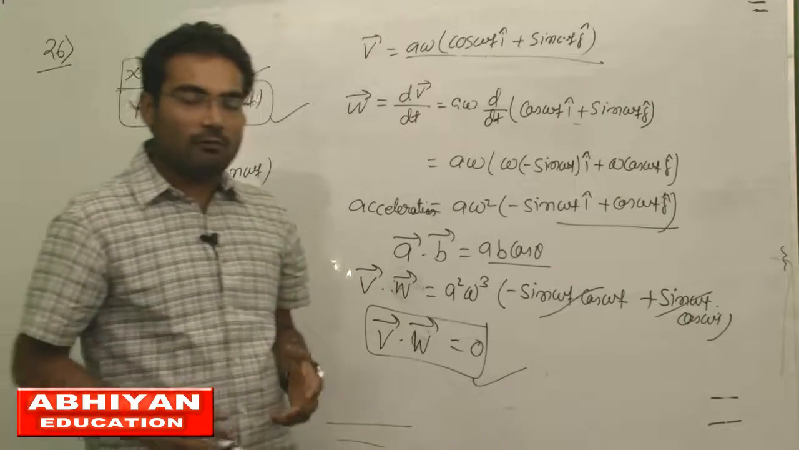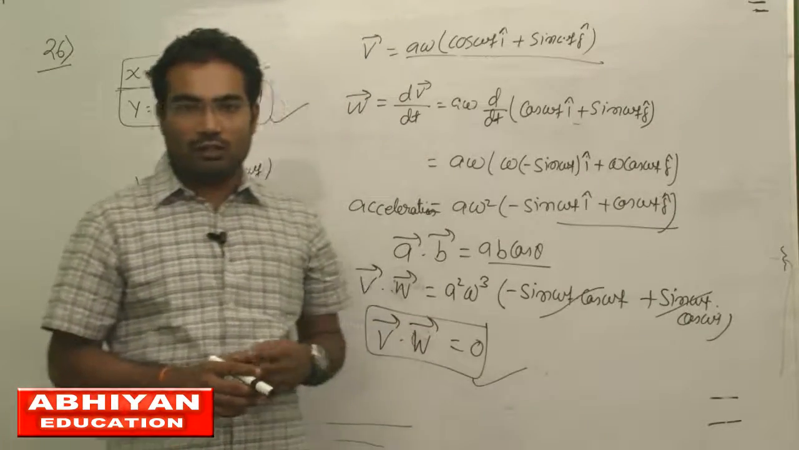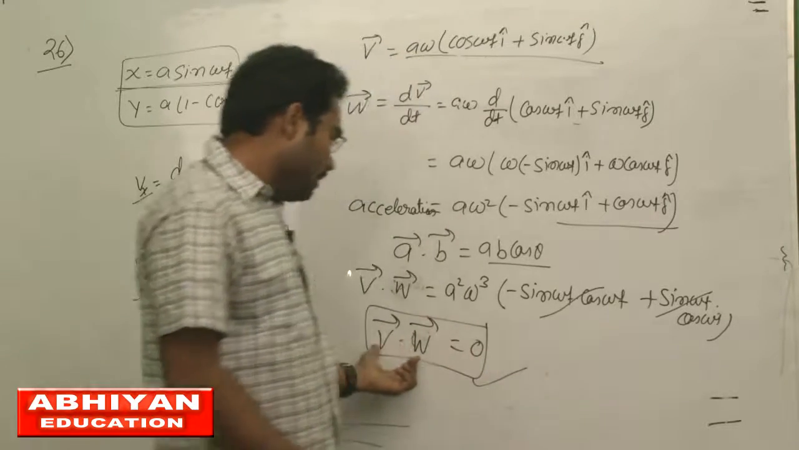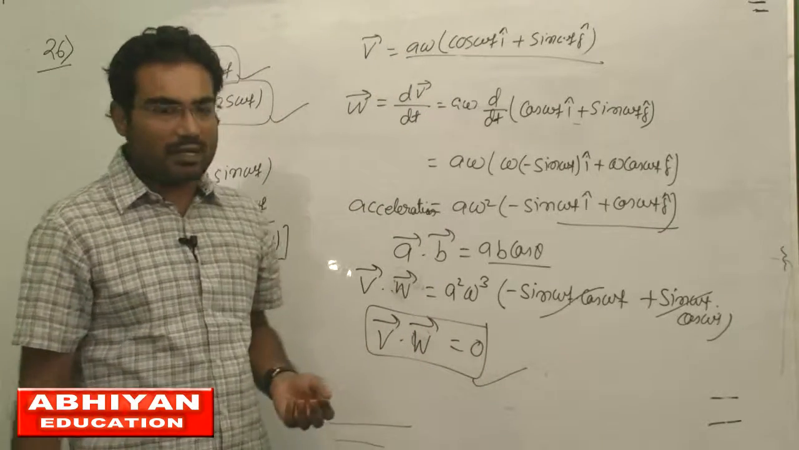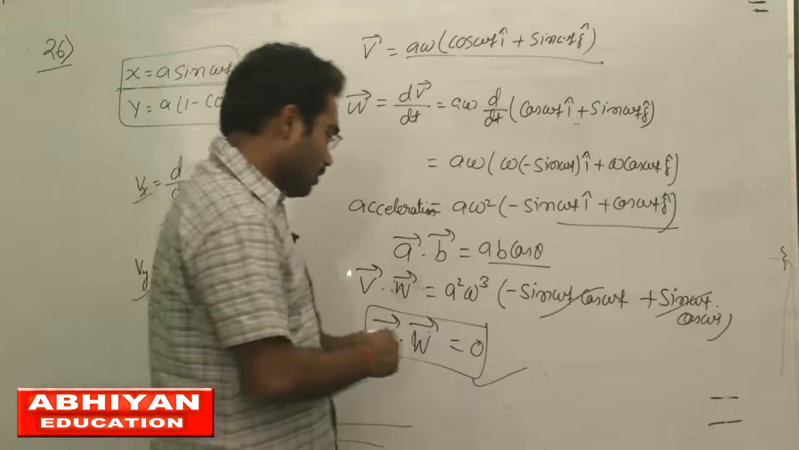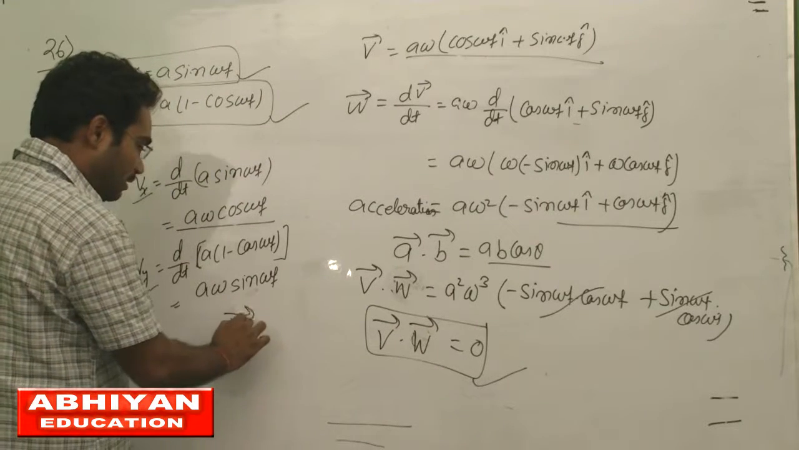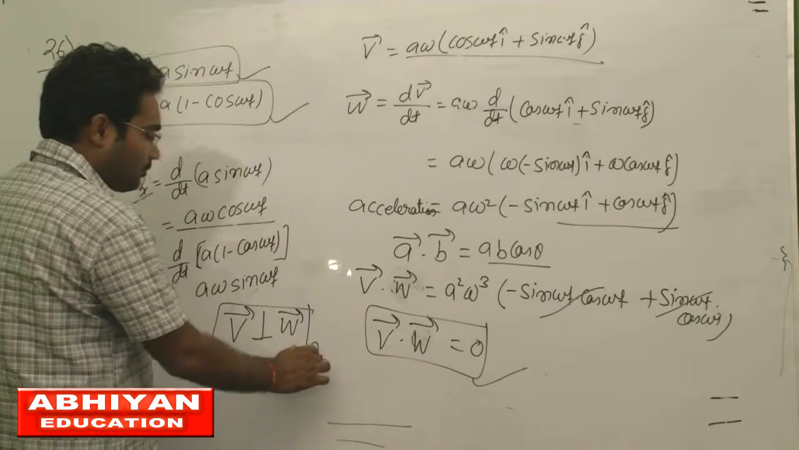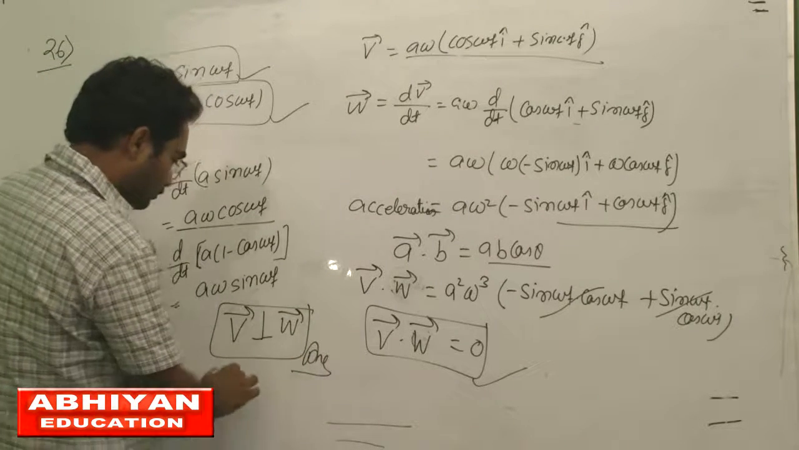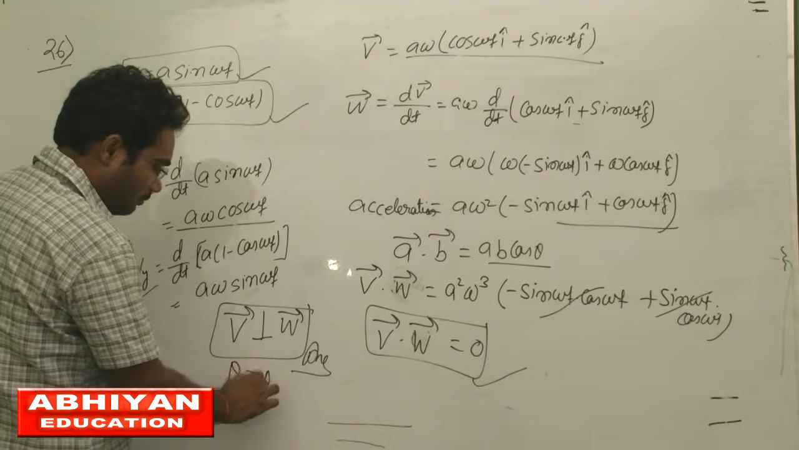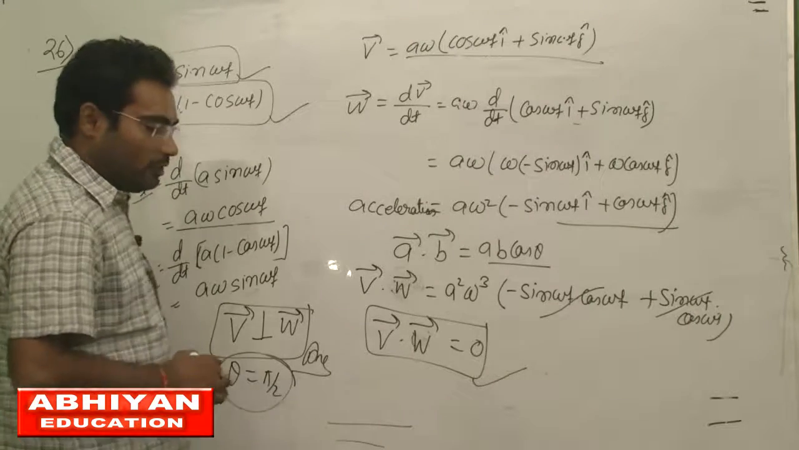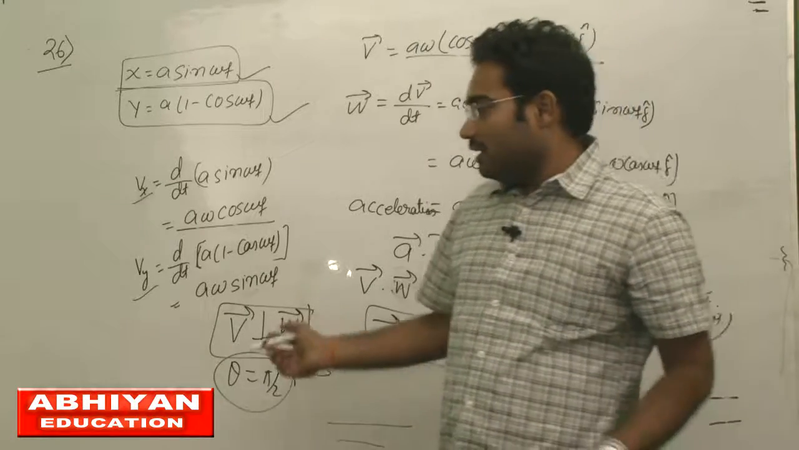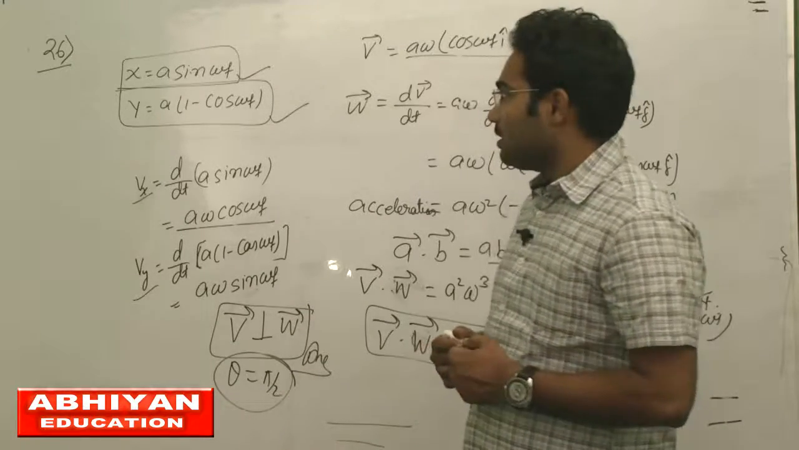If the dot product of two vectors equals 0, then both vectors are perpendicular to each other. So the angle between the velocity vector and the acceleration vector is 90 degrees. So we say that the velocity vector is perpendicular to the acceleration vector. Theta equals pi by 2, where theta is the angle between the velocity vector and the acceleration vector. This is the answer to the second part of this question.